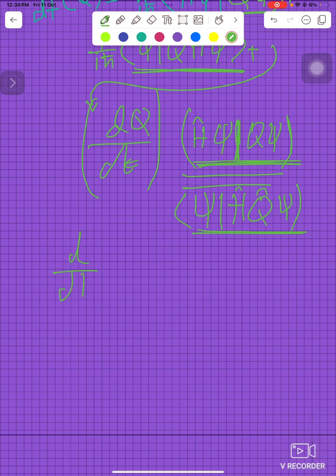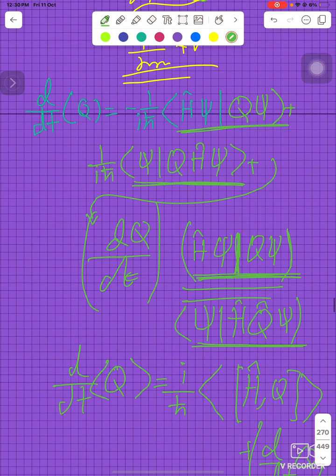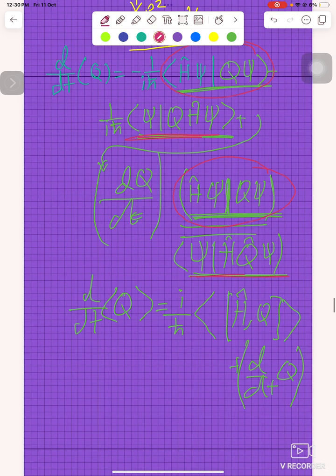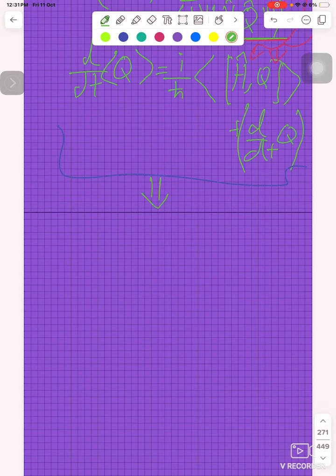Okay. Then this becomes d over dt of Q is i over ħ times H of this, plus d over dt of Q, of course. I noticed something here: these two variables over here. So what actually happened is that this whole thing turned into H and this whole thing turned into Q, to write it in a simple form. And so in the end we got this equation, and this can further be simplified.